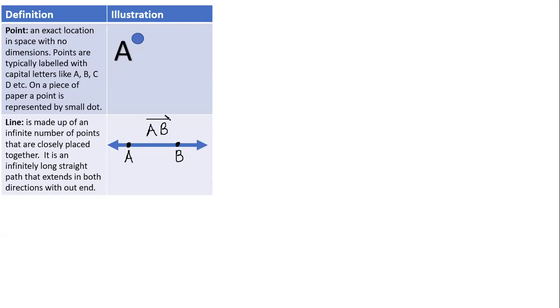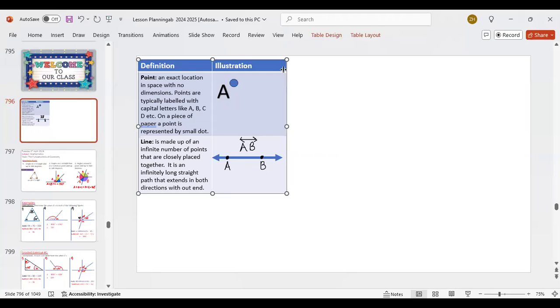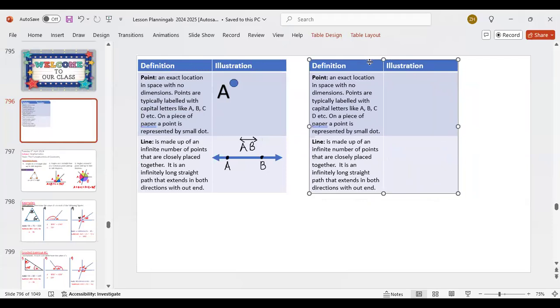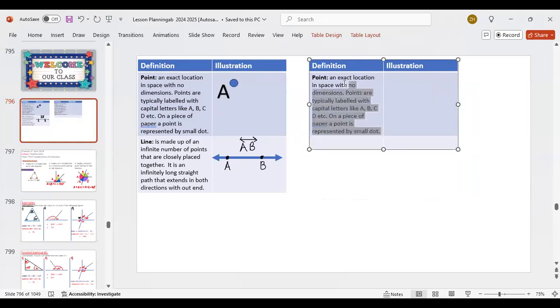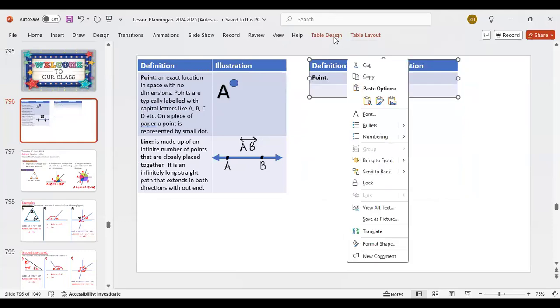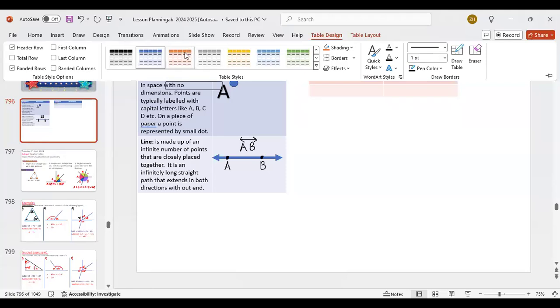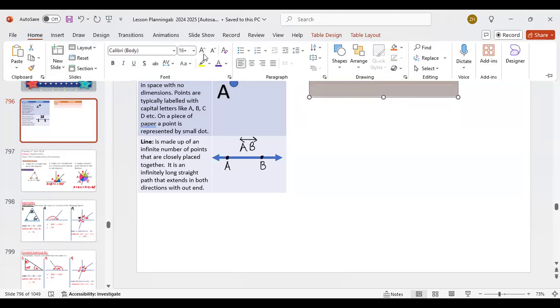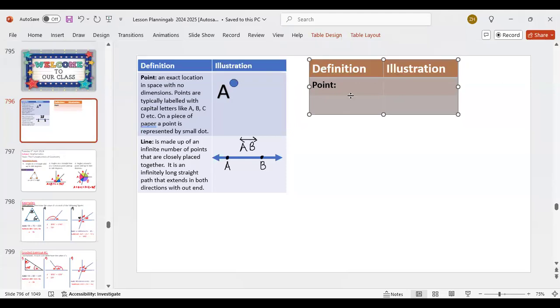What's another figure in geometry that we need to know? A ray. Before a ray, I need something else. A line segment. Okay, so y'all say line segment, but let me use a different color for this. So we need a line segment. Let me increase the font for this. Now, what is a line segment though?